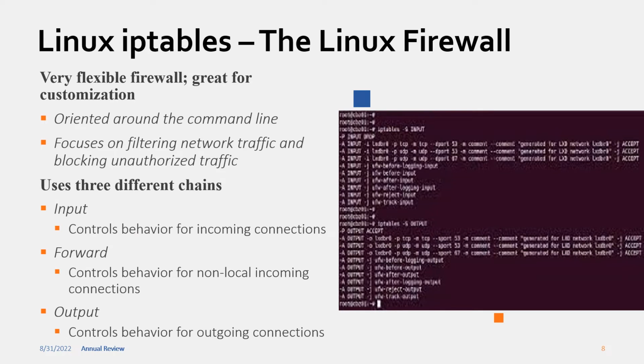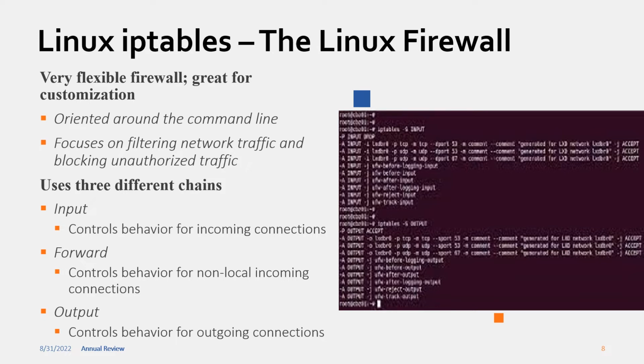Whereas Linux iptables is, again, like any Linux system, customizable. It's a very flexible firewall. It can be managed, customized, and configured however we wish. It includes three different chains on which it manages connections. First, input, where it controls any incoming connections and how the system will respond. Then there's forward, which is more specialized and deals with outside connections, meaning non-local ones that come from external sources.